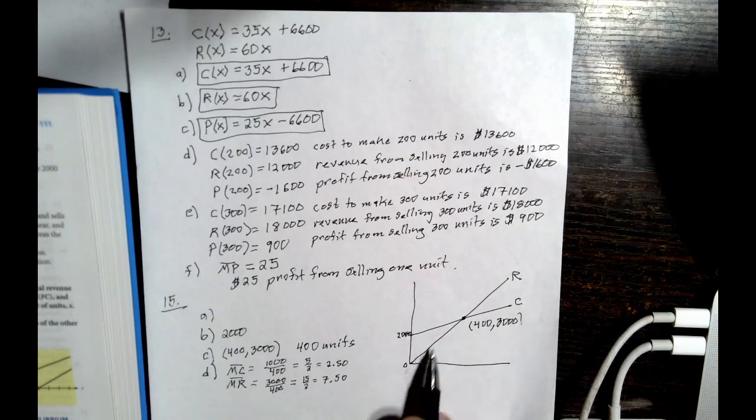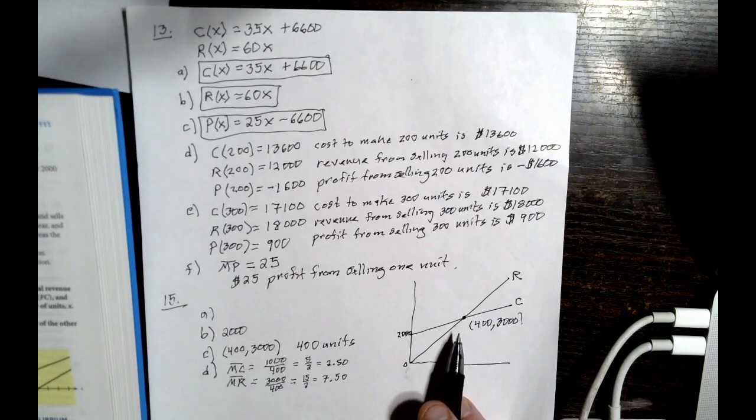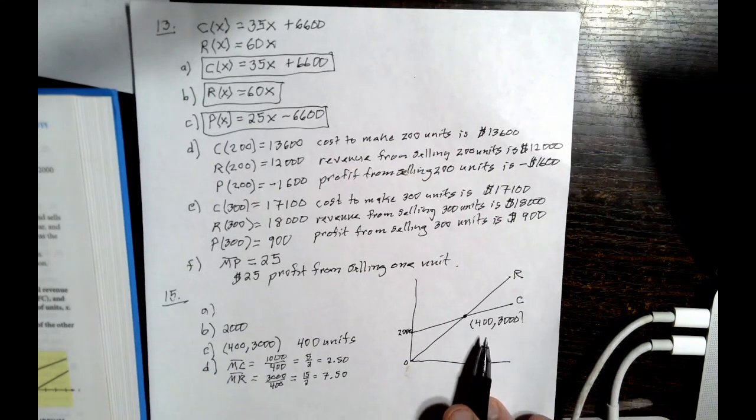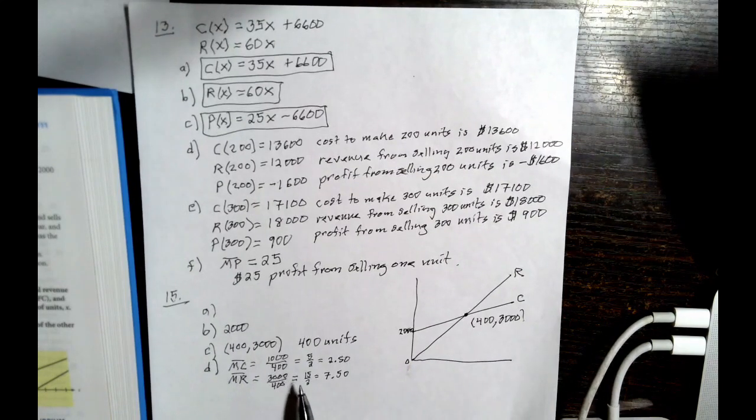So cost is that one, revenue is that one, and where do they cross? Right here at the break-even point, which is 403,000. Okay, and you need to sell 400 units to break even.